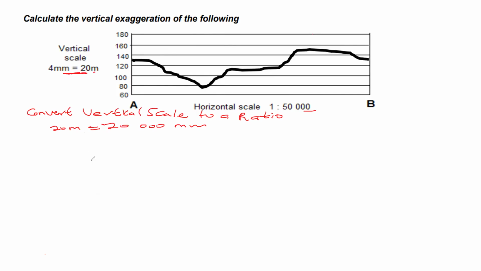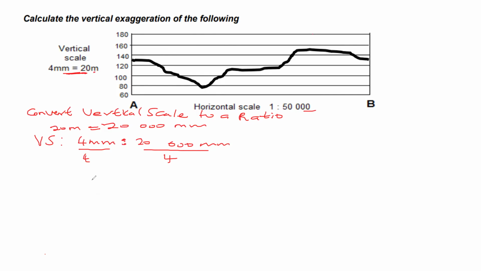Now the vertical scale would become 4 millimeters is to 20,000 millimeters. All right, so that's the conversion. Now, this is a very large number, so we can still simplify by dividing both sides by 4.